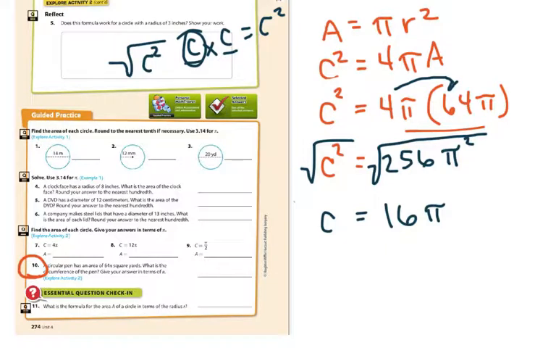Okay, so pi times pi equals pi squared, so the square root of pi squared is pi. And so our final answer is circumference equals 16 pi yards.